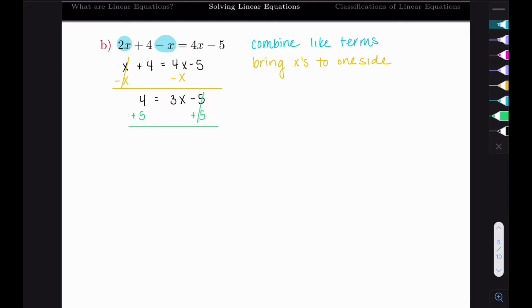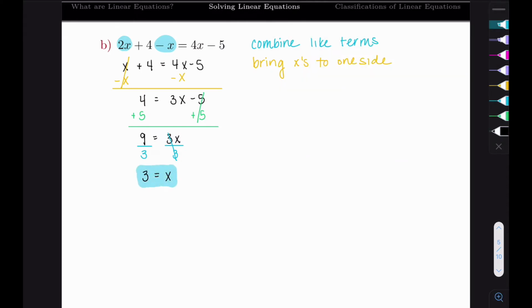And by doing that, our 5's cancel each other out. 4 plus 5 gives us 9. And we're left with 3x over here. And now, just like our last example, we've got 3 times x. We go ahead and divide by 3 to make these cancel each other out. And 9 divided by 3 gives us 3. And that is equal to x. So that is our solution for the equation.